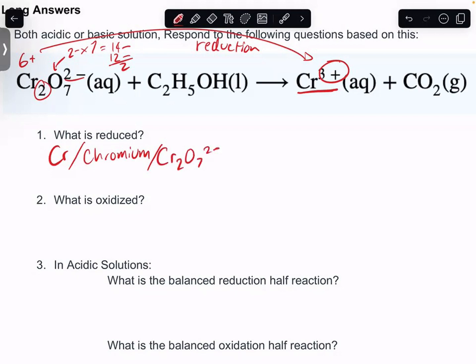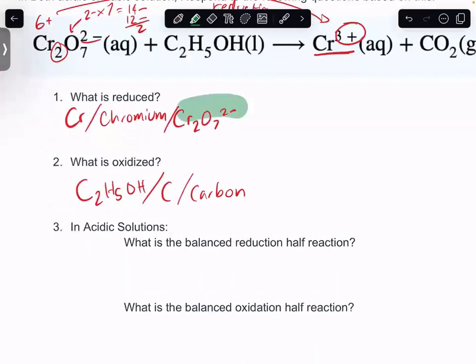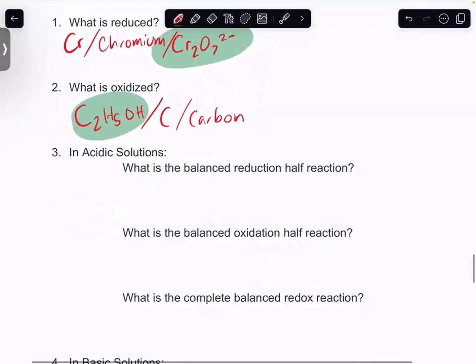Therefore, what is oxidized? That will be the other thing, C2H5OH. Or specifically in this sense, it's C or carbon. But again, I'm going to prefer the actual compound. What is the balanced reduction half reaction in an acidic solution?